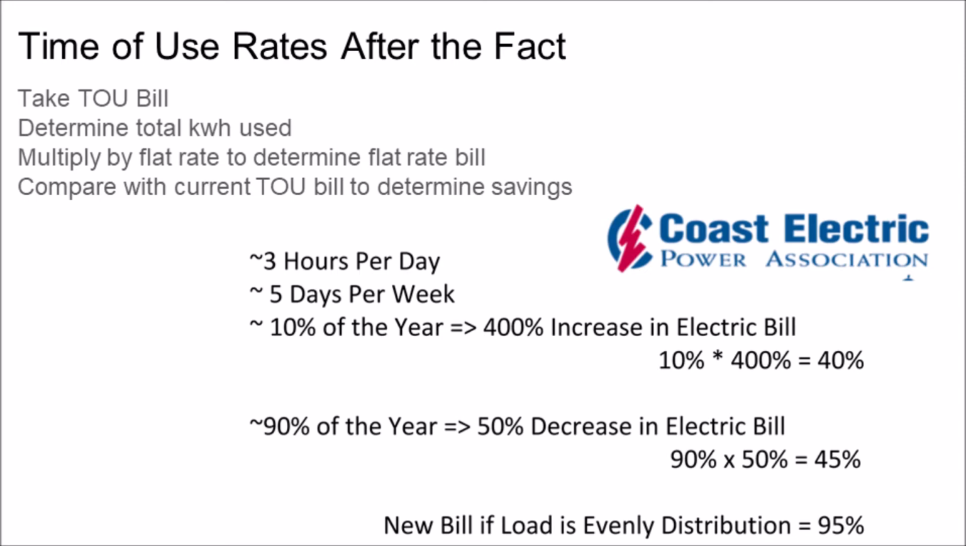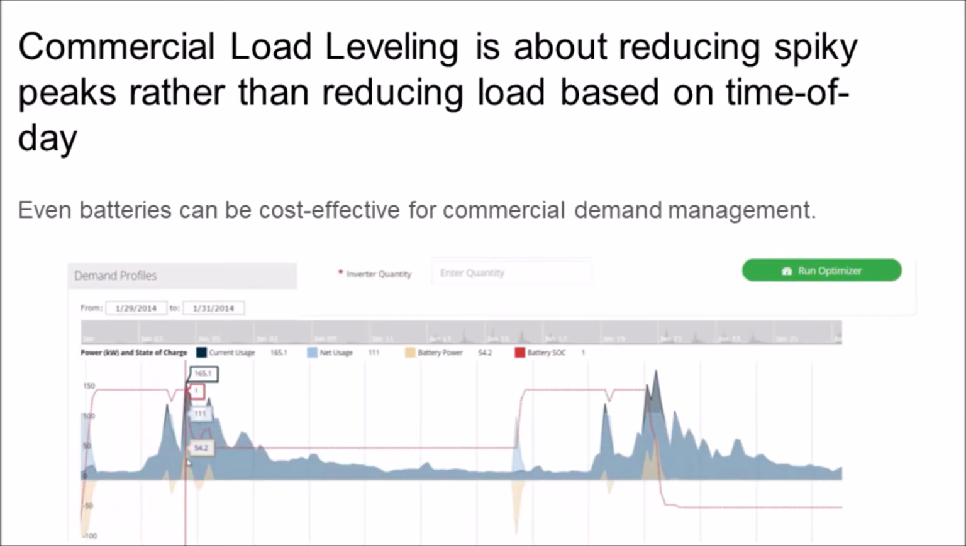So calculating the savings of time of use after the fact is a simple process. The electric bill still contains the total amount of electricity consumed. So it's easy to multiply that amount by the old flat rate to determine what the electric bill would have been and then compare against the current bill. It's a bit harder to predict load shifting savings in advance, but there is a software which can help.